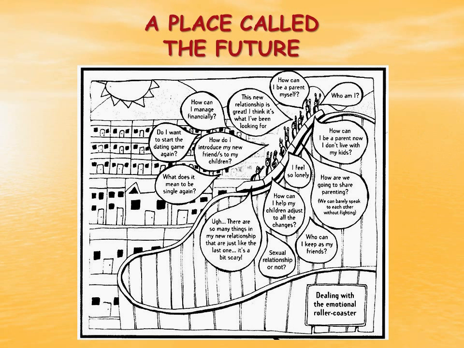In a place called the future, as seen on slide 6, the way forward is like being on an emotional roller coaster. There are naturally so many things to consider, including, who am I now? How can I be a single parent? I feel so lonely. Who can I keep as my friends? I think I like being single. How do I get back into the dating game? And how do I introduce a new special friend to my children?